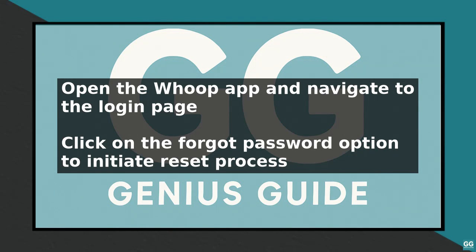To use the Whoop password reset feature, start by opening the Whoop app on your mobile device and navigate to the login page. If you have forgotten your password, click on the Forgot Password option located below the login fields. You will be prompted to enter the email address associated with your Whoop account. Enter the email address and click on the Send Reset link button.